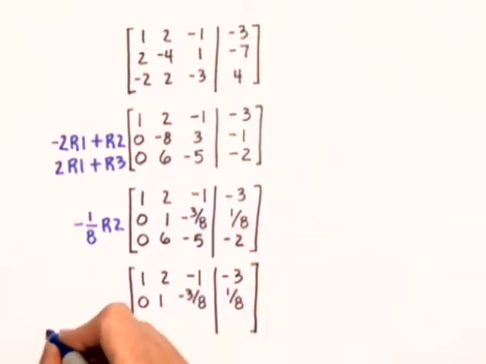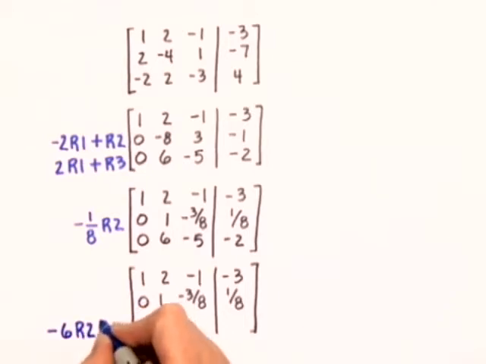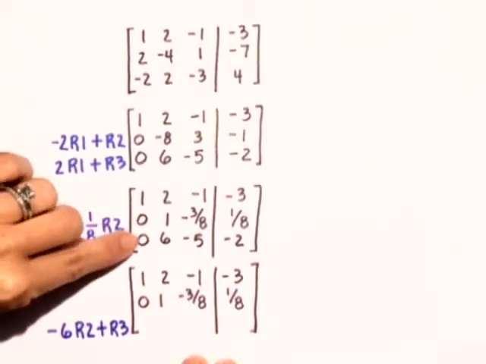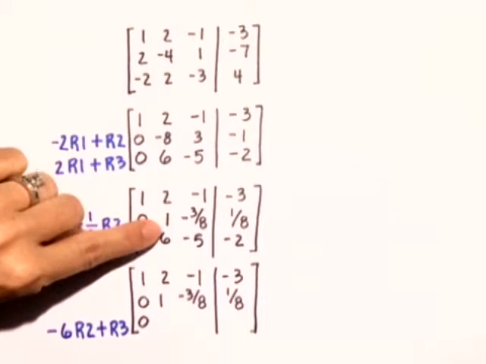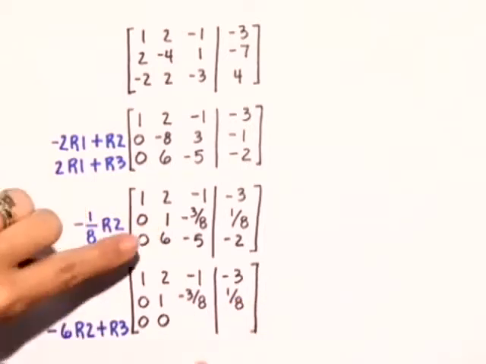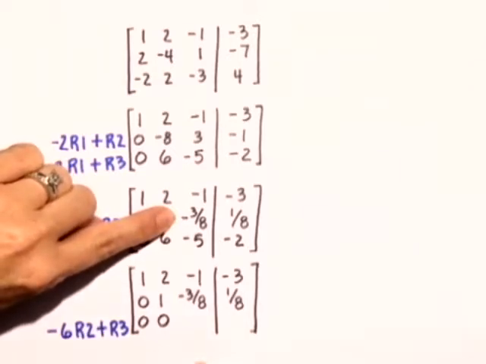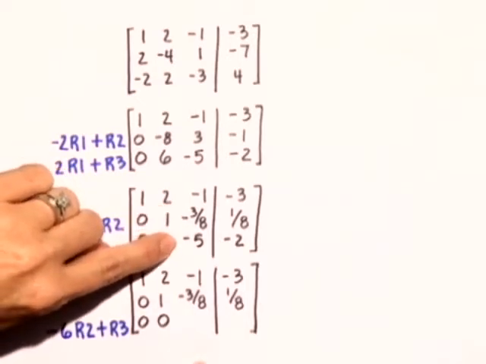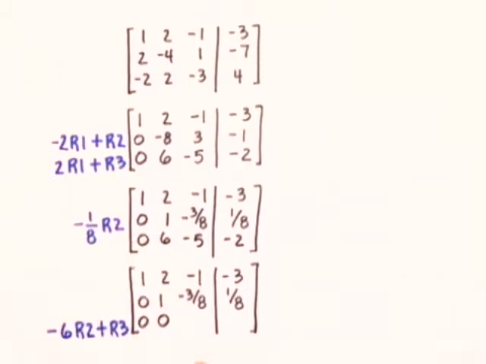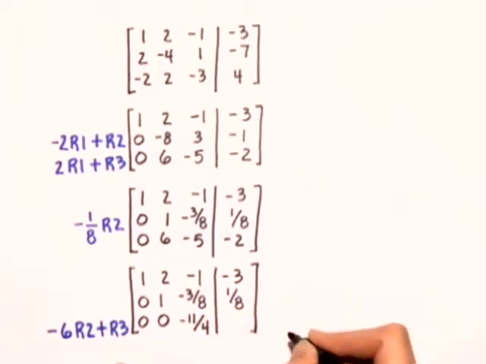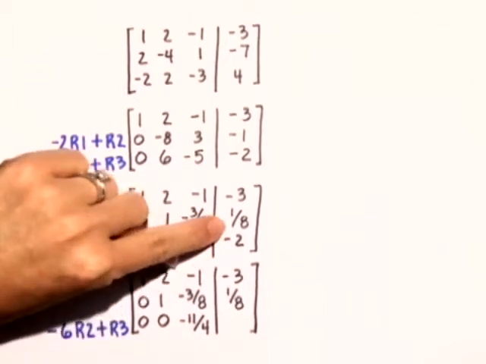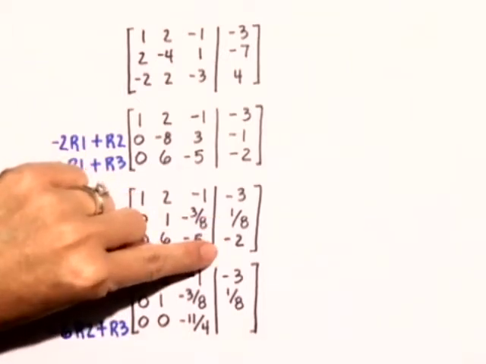So I'll write that down. I'm going to take -6 times row 2 and I'll add that to row 3. So here we go. -6 times 0 is 0, plus 0 is 0. -6 times 1 is -6, plus 6 is 0. -6 times -3/8 is positive 18/8, plus -5 gives me -11/4. If you need to do a little bit of calculation on the side, that's okay. And -6 times 1/8 is -6/8, plus -2 gives me -11/4.